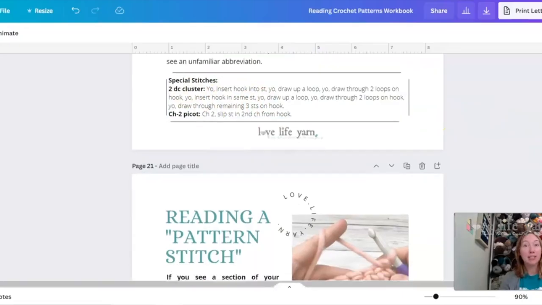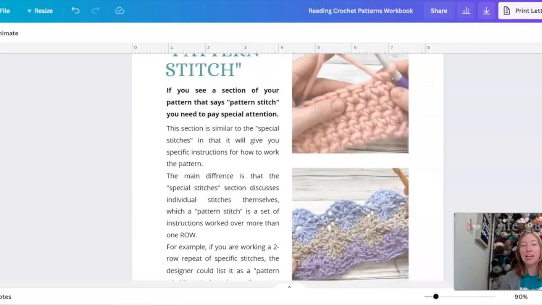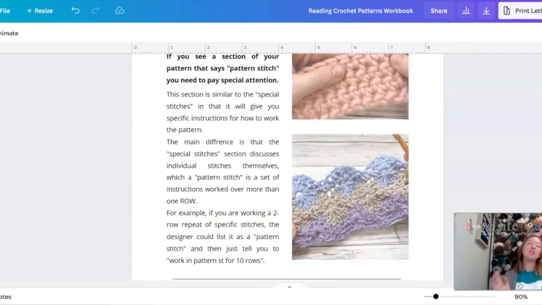And our last topic today is reading a pattern stitch. Okay, so if you see something that says pattern stitch, what does that mean? Pay special attention to that, because the difference is that this particular section repeats over more than one row. The example I'm giving at the bottom is a 1 row repeat, but it's not just one individual little stitch. It's maybe the entire row.